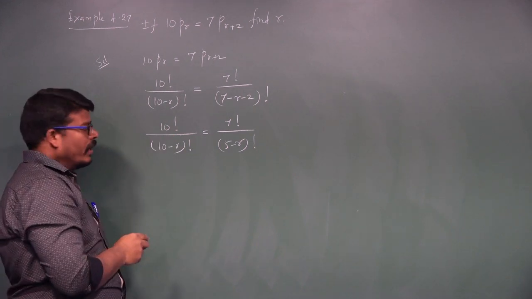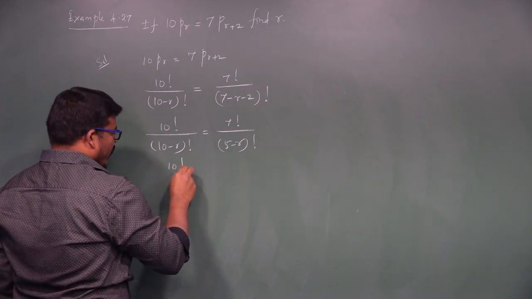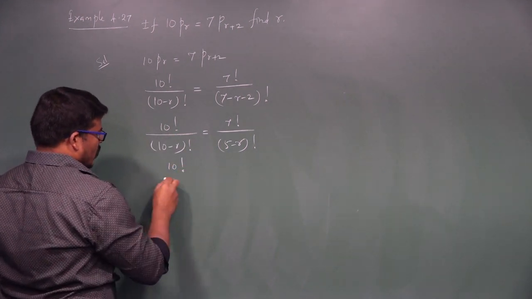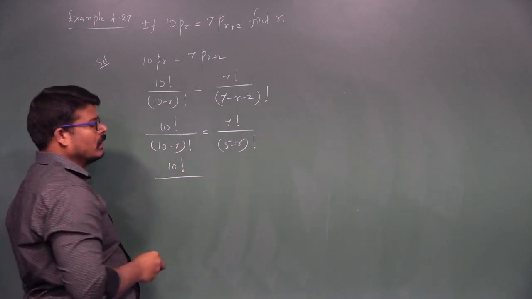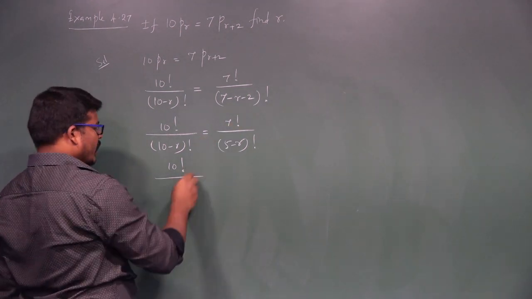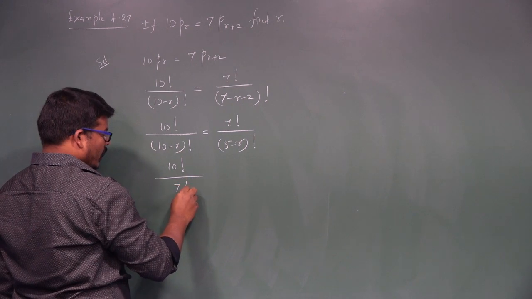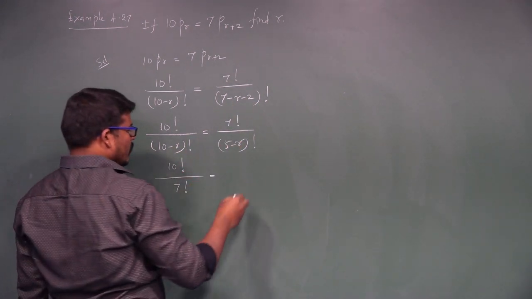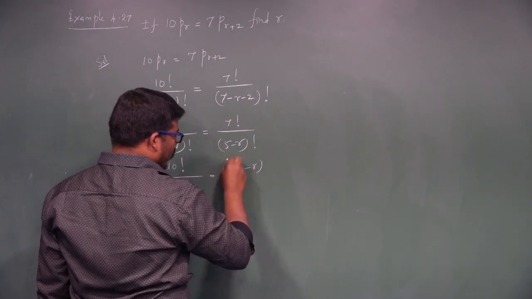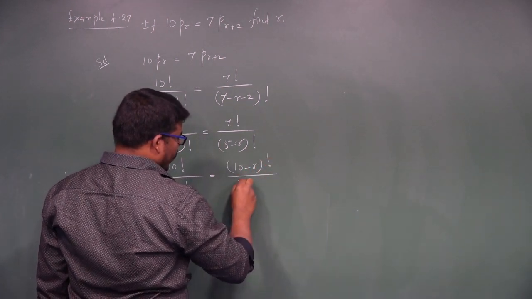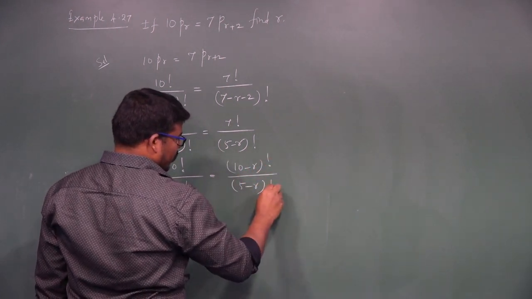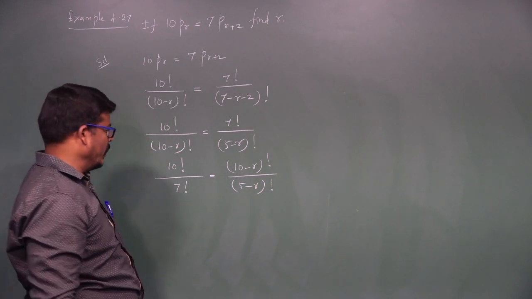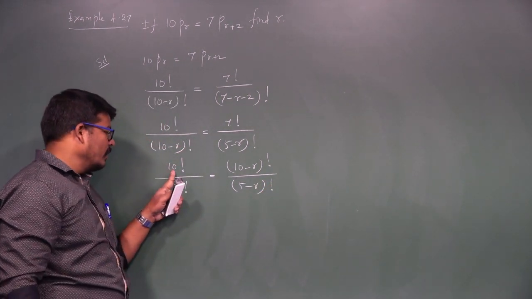Next one, 10 factorial by 7 factorial. This side divide the value: 10 factorial by 7 factorial equals (10 minus r) factorial by (5 minus r) factorial. That side multiply: (10 minus r) factorial by (5 minus r) factorial.